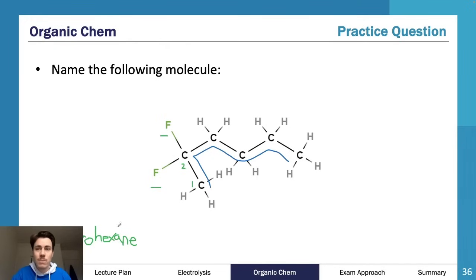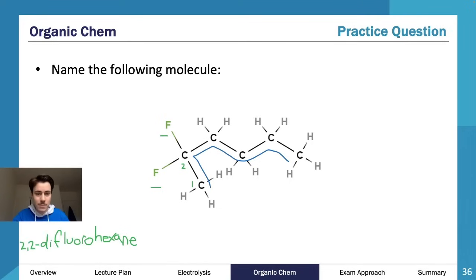So let's check it again. Have I done longest chain, hex? Correct. Have I done ane? Correct. Have I done fluoro? Correct. Have I done difluoro because there's 2 of them? Correct. Have I done 2, 2? I have. Have I done a dash? I have. Good. I've got the correct answer here. So it's really important you reflect on your answers. Always check your answer.